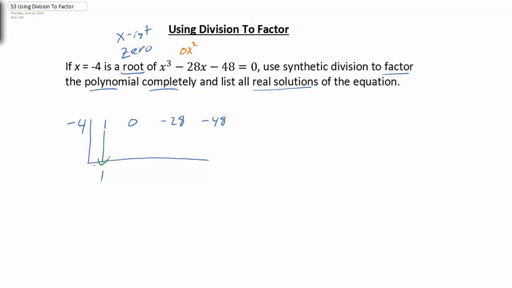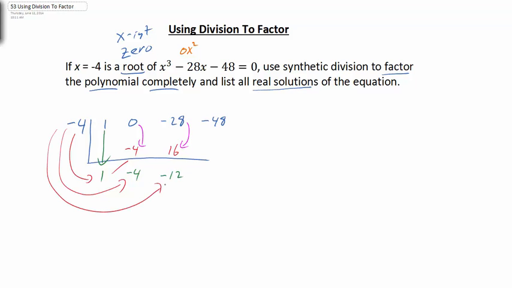And then we're going to multiply here. -4 times 1 is -4. And then we're going to add: 0 plus -4 is -4. And we're going to keep repeating this same process. We multiply: -4 times -4 is a positive 16. Then we add: -28 and 16 is going to give us -12. And once again, we multiply by -4, so that's going to give us a positive 48.